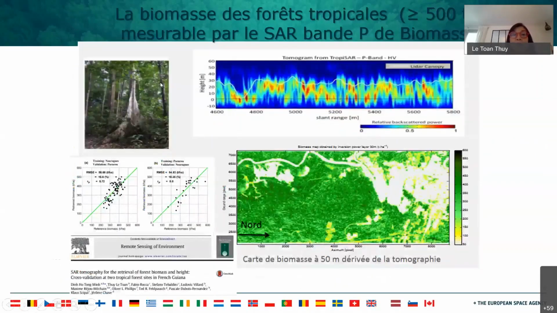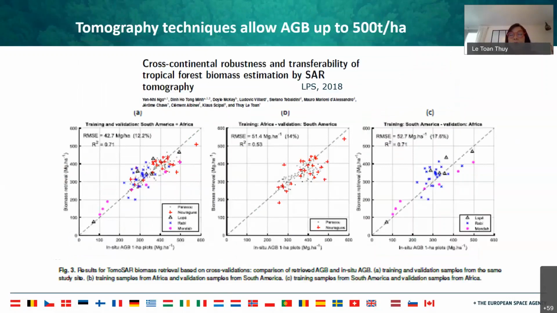Okay, so we use this and we test it. We use data from one site to apply to the other, and then we have a map of the forest. Here is 50 meters, up to about 500 tons per hectare. And here we go beyond that, with a site in the TropiSAR campaign in Africa, a different site, and here we compare different sites on different days. And so we think that this part is quite robust.